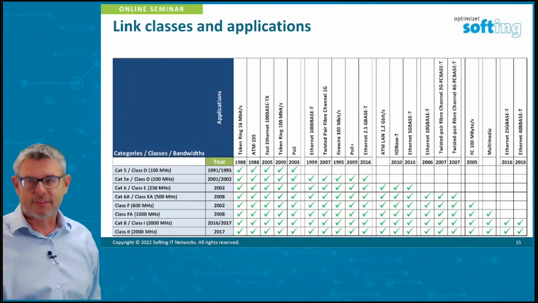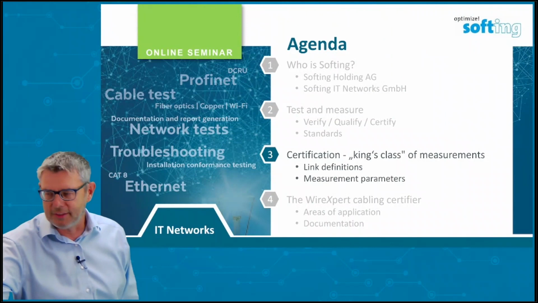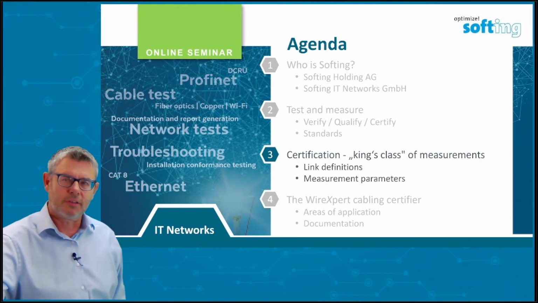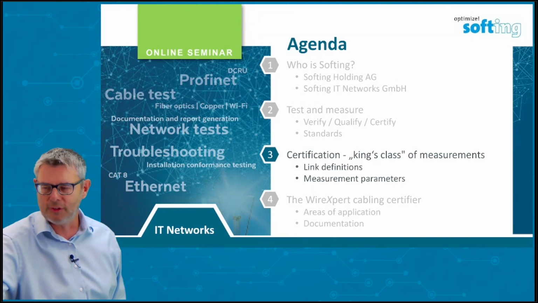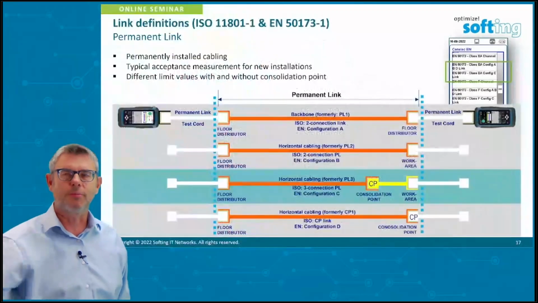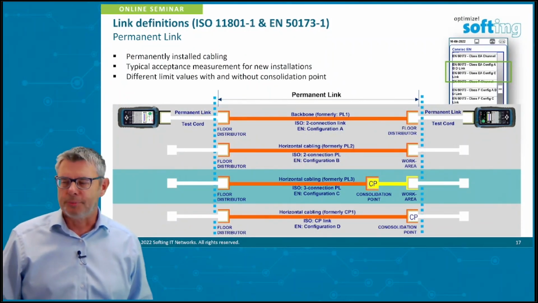So now let's go into certification. Let's jump into the King's class. And as I said earlier, first of all, we have to define what we want to measure. What part of the installation do we want to measure? And there's a simple statement. The target we want to measure is the so-called permanent link.